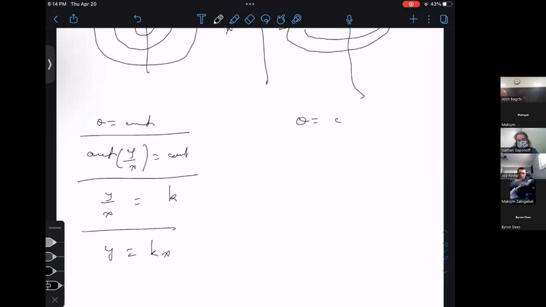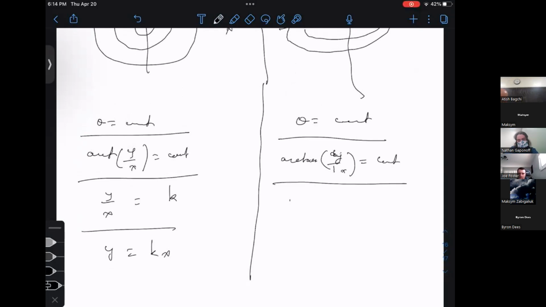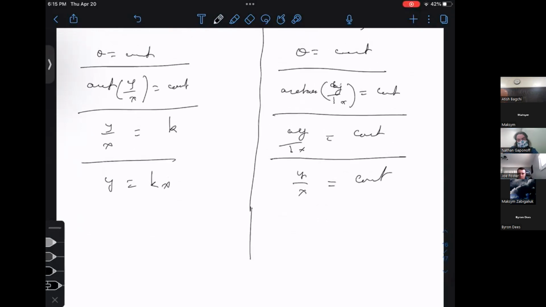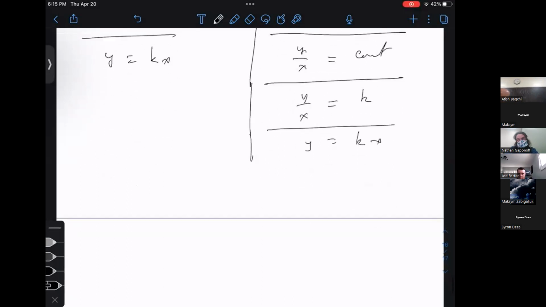Here, theta is equal to constant, which means arctangent of ay over bx is equal to constant, which means ay over bx is equal to constant, which means y over x is equal to constant. Right? Because I multiply both sides by b over a. And constant times b over a, b and a are constants, so that is also constant. So y over x is equal to k, so y is equal to kx. So this is just a line through the origin.